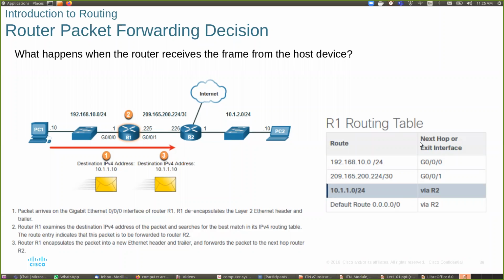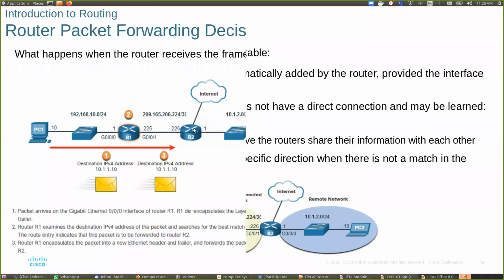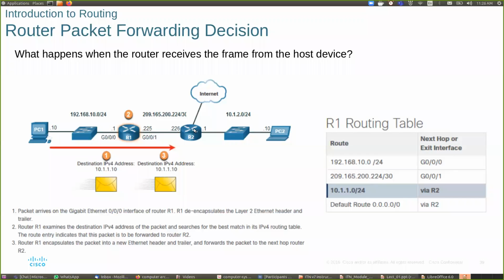So router 1 is going to check in its routing table. This is the routing table of router 1. Can you see it? So router 1 checks its routing table, and it will realize that the 10.1.1.0 network is connected via router 2. So router 1 is going to forward this packet to router 2. When the packet arrives at router 2, it will also check the content of its routing table, and router 2 will realize that this network is directly connected to itself. So router 2 is going to deliver the packet to the particular destination.